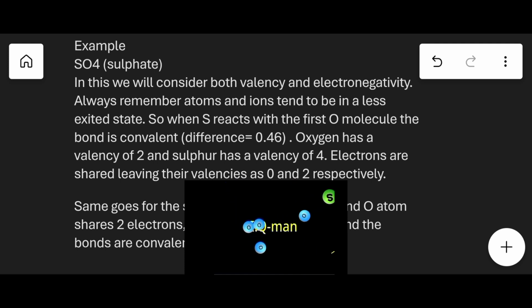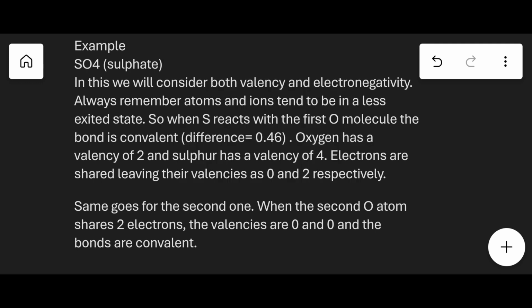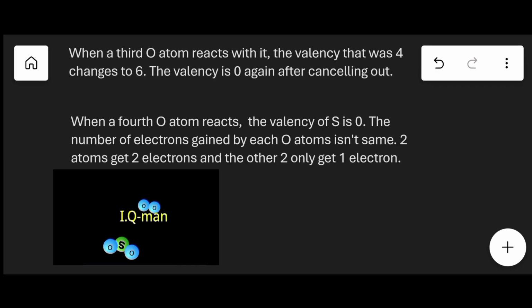Same goes for the second one. When the second oxygen atom shares 2 electrons with sulfur, the valencies are 0 and 0 and the bonds are still covalent. It doesn't matter how many bonds form, they'll always be covalent, as the difference will always be 0.46. When the third oxygen atom reacts with it, the valency that was 0 changes to 6. It's very common, as I said, for elements to change their valency depending on the number of bonds they form and with what they form the bonds. The valency is 0 again after cancelling out.